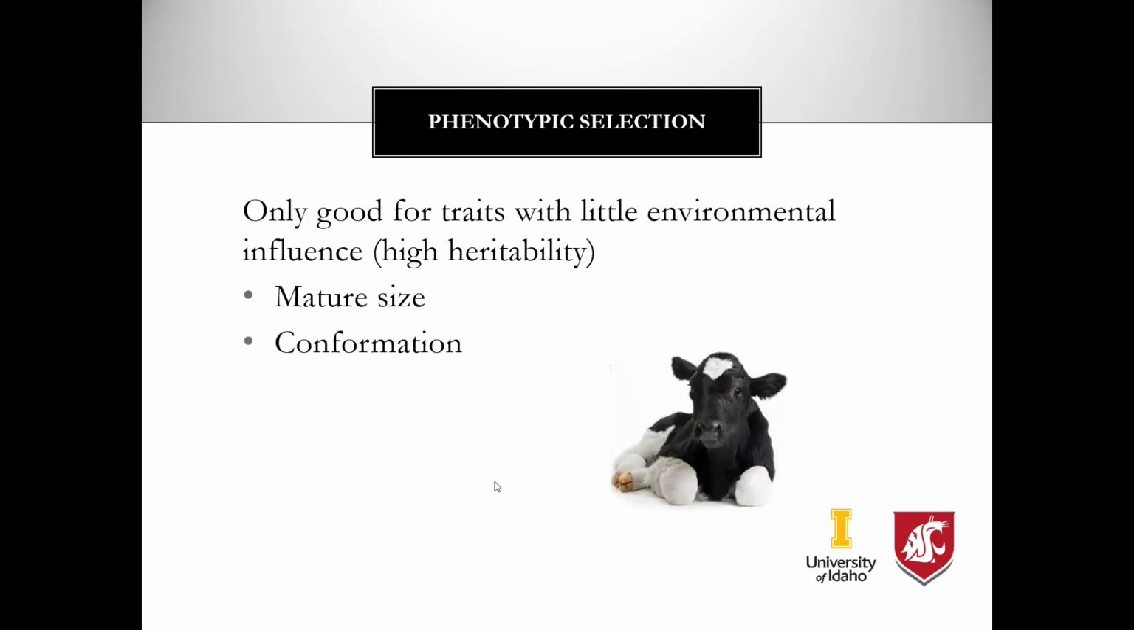In phenotypic selection, now remember this is when we are looking visually at the animal to assess it. This is particularly good for traits with little environmental influence. And what that means is that genetics has the biggest say in what that phenotype, or the trait that we're looking for, is. And so traits that are particularly good for phenotypic selection are those with high heritability, which means they have little environmental influence, and would include mature size, or how tall or the stature of an animal, as well as conformation.